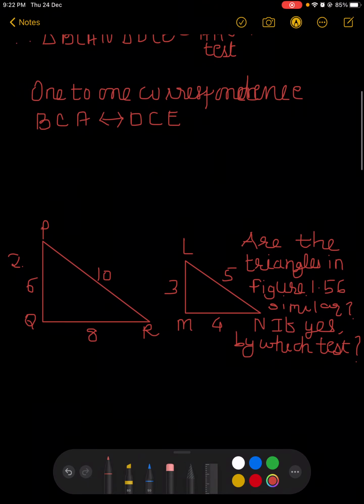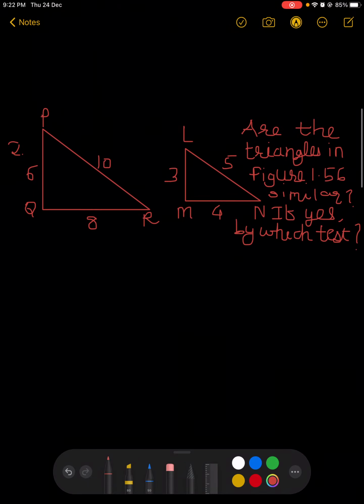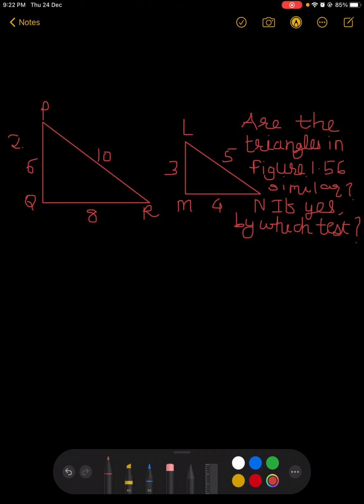So now the second example, let us study it. In this you find two triangles where sides are known. PQ is given 6, QR is given 8, PR is given 10 in the first triangle. In the second triangle LM is given 3, MN is given 4, LN is given 5. The question is, are these triangles similar? So this is the second example for learning about similarity.